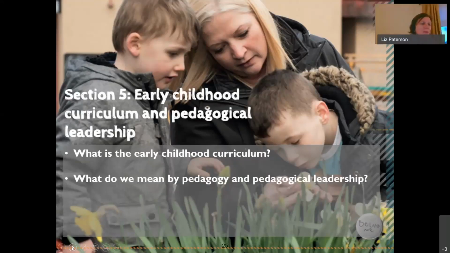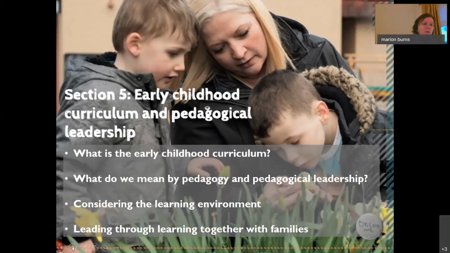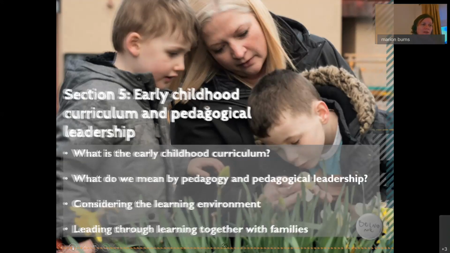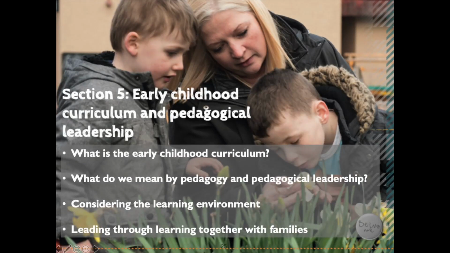In the next part of the presentation, we will consider the remaining sections of Realising the Ambition. And here we're looking at section 5, first of all, early childhood curriculum and pedagogical leadership. The first bullet point asks, what is the early childhood curriculum? It is holistic, it values children, it recognises their capacities and capabilities from birth. And in Scotland, we have a socially constructed curriculum where the child and their environment interact to create meaning.